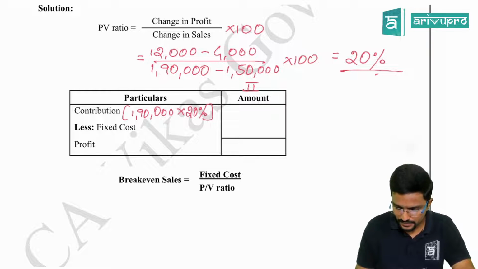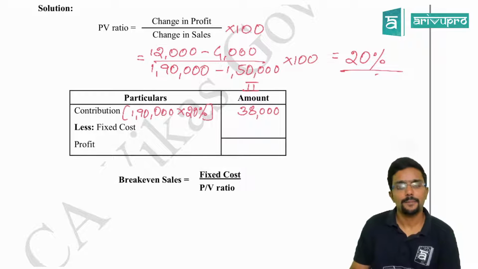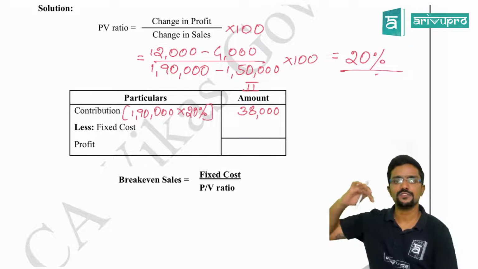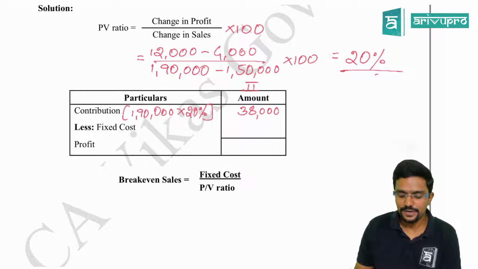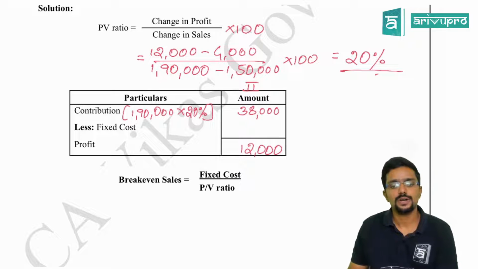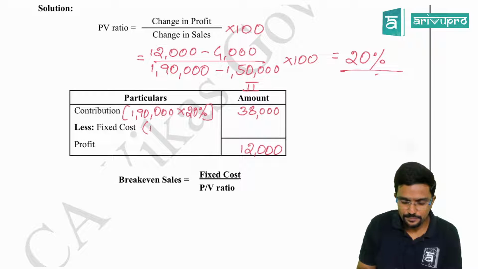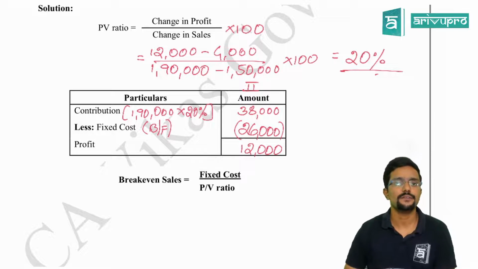Sorry, 38,000. Yeah. 38,000. Profit, I don't know. Let us keep it like that only. But I know contribution minus fixed cost is equal to profit, and profit is given in the question. In the second period, what is the profit? 12,000. So that means my fixed cost would be the balancing figure, which is 26,000. Hope you guys understood. 38 minus 12 will be my fixed cost.